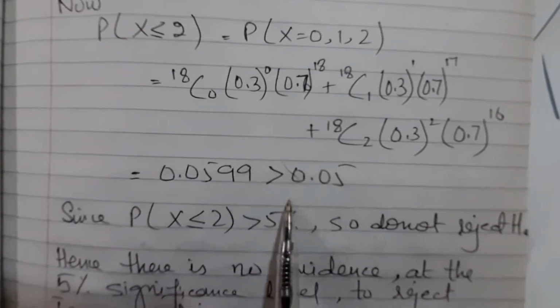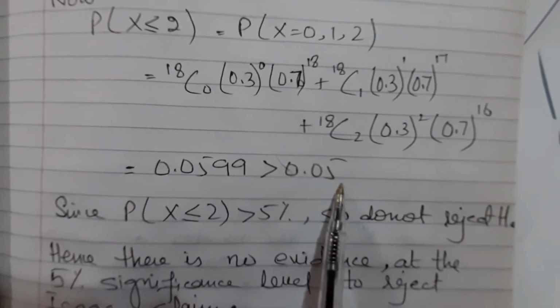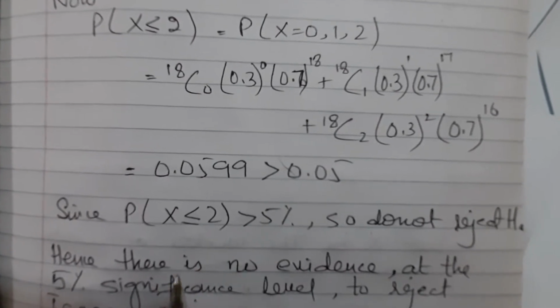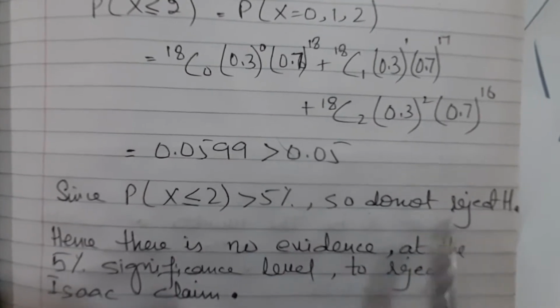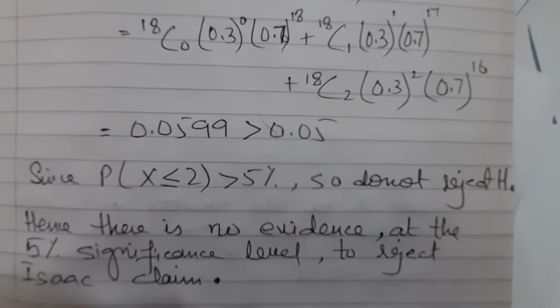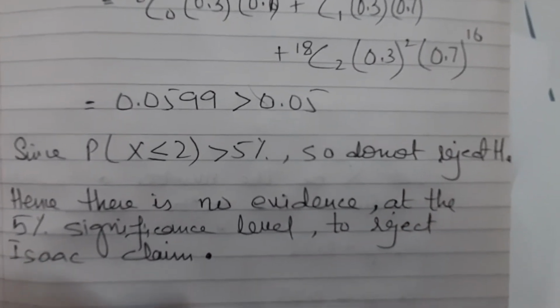5.9%, which is greater than 5%. It means I am not in the critical region. So since the probability is greater than 5%, do not reject H0. You only reject H0 when you fall in the critical region.